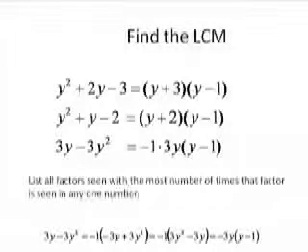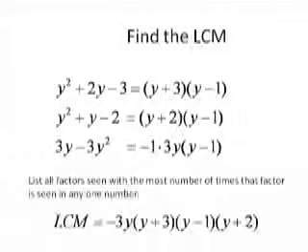The different factors are y plus 3, y minus 1, y plus 2, 3, and y, where the exponent on all of these is 1. This product is the least common multiple. I included the negative for the least common multiple, but again, we will have a way to take care of it so we won't have to worry about it.